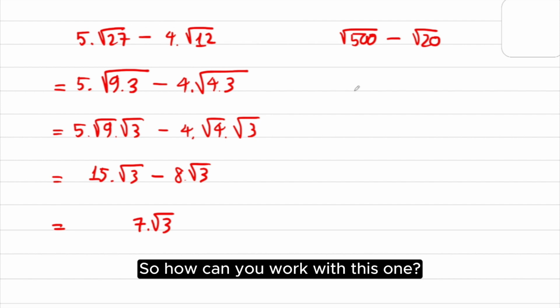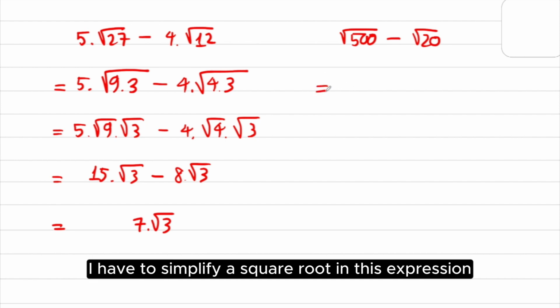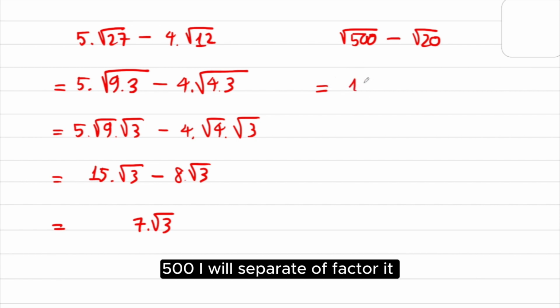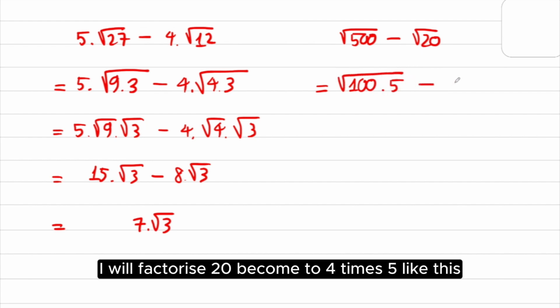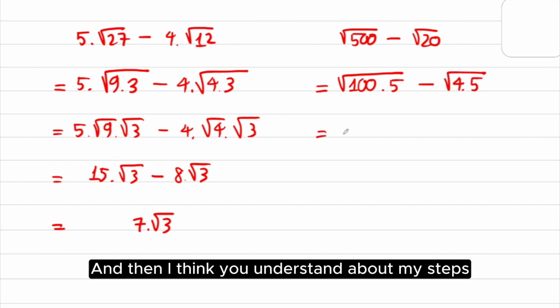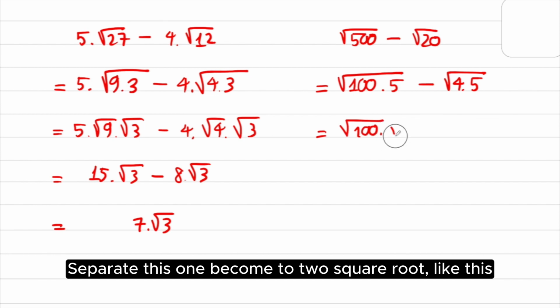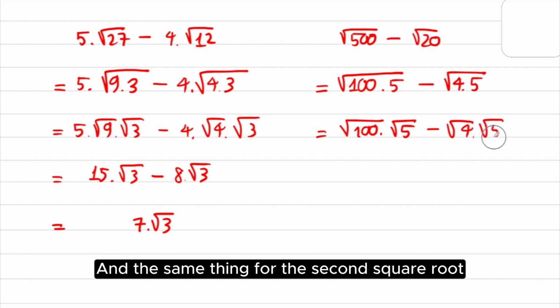Another example I want to give you is 500 under square root minus square root of 20. How can you work with this one? The first thing I have to do is simplify each square root in this expression. 500 I will factor into 100 times 5, and 20 I will factor into 4 times 5, and then I think you understand the next step. Separate this one into 2 square roots, and the same thing for the second square root.